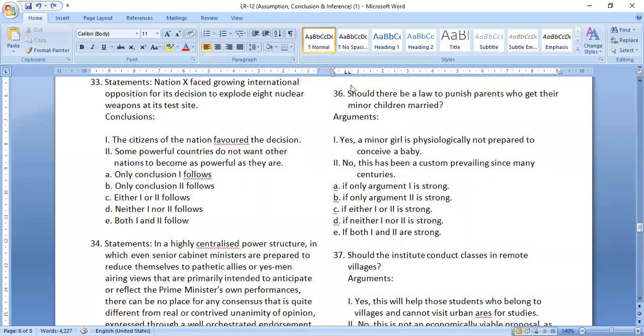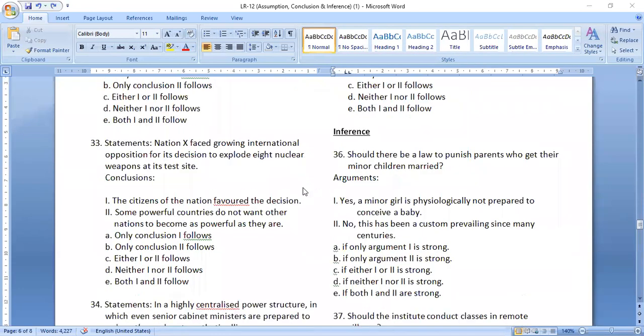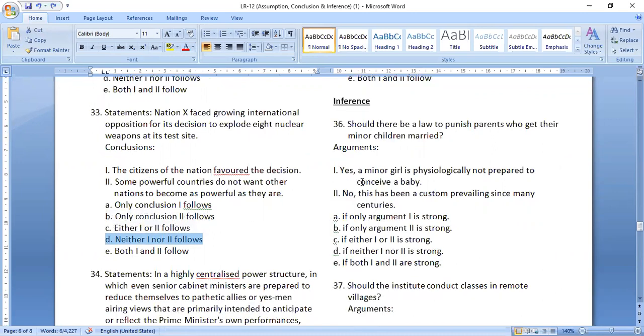What's the 33rd answer? What's 33rd? Nation X faced growing international opposition for its decision to explode 8 nuclear weapons. The citizens and some... I think it's neither, right? It was neither. Yeah, neither. It's option D. 33rd is option D. I think somebody asked me in chat.